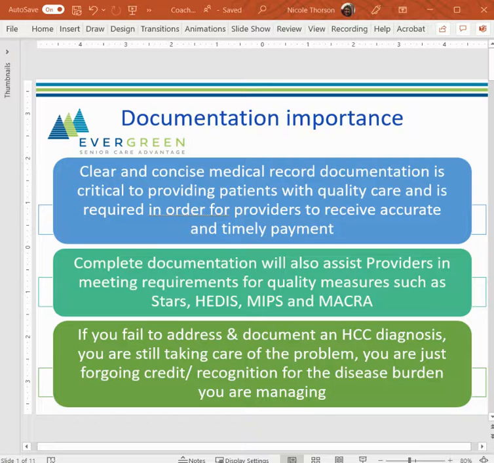Finally, if you fail to document an HCC diagnosis, that doesn't mean that you're still not doing the work, taking care of the patient, and really assessing the diagnosis. You're just forgoing the credit, recognition, and reimbursement for the disease burden that you are actually taking care of.